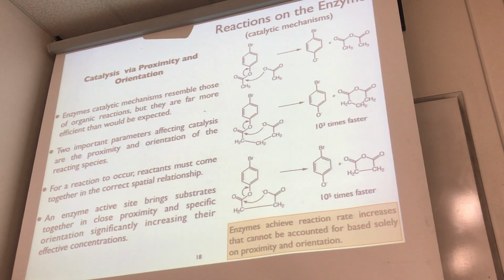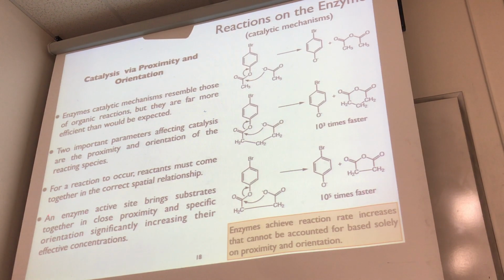So if you're randomly in solution, things bounce together, and they have to hit in the right way, with the appropriate functional groups hitting the right sites to do the chemistry. In the case of an enzyme, when they bind, the enzyme is pre-orienting them to potentially react, which in turn significantly increases their effective concentration. Most we talk about the weak interactions and the synergy, the cooperativity of protein stability and ligand binding. The same thing is at play here.